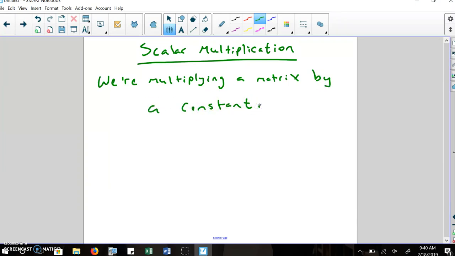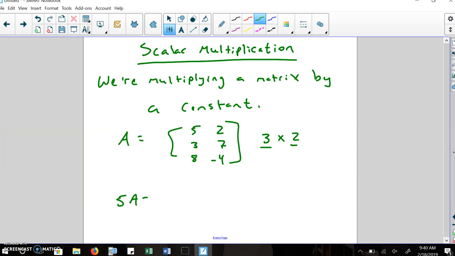Okay, so for example, if we define matrix A to be something like, let's go 5, 2, 3, 7, and 8, -4. There's no particular dimensions that a matrix needs to be in order for me to be able to do scalar multiplication. But I will go ahead and note this is a 3 by 2 matrix because it has 3 rows and 2 columns. So let's say, for example, we were going to do something like 5A. Well, all that means is we're going to take matrix A and multiply it by 5.